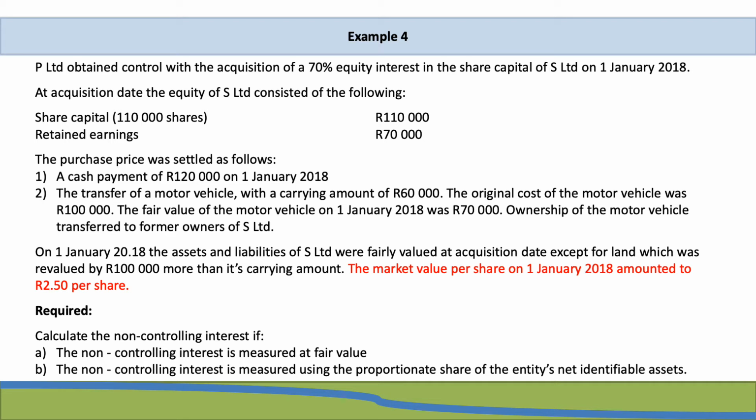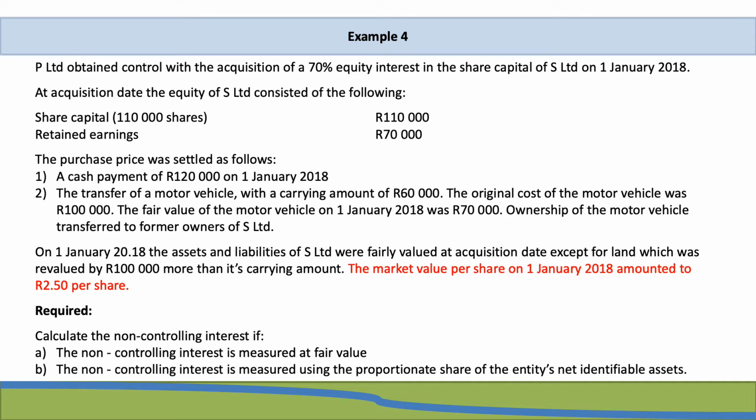Then they tell us about how the purchase price was settled. So the purchase price was settled as follows: a cash payment of 120,000 on 1 January 2018. And then there was a transfer of a motor vehicle with a carrying amount of 60,000. The original cost of the motor vehicle was 100,000 Rand. The fair value of the motor vehicle on 1 January 2018 was 70,000 Rand. Ownership of the motor vehicle transferred to former owners of S Limited.